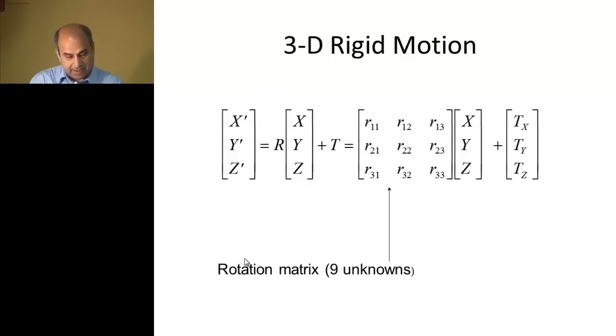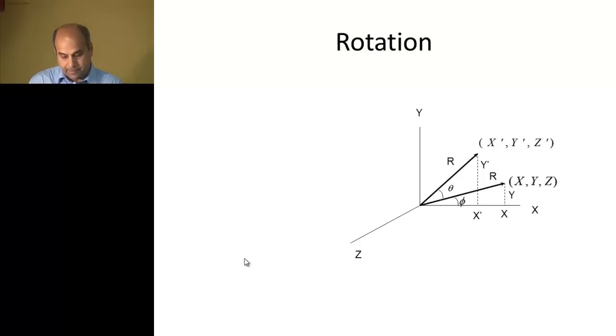So this is called the rotation matrix. It's a 3 by 3 matrix. There are 9 unknowns, 9 elements, and the translation also has 3 unknowns: translation x, translation y, translation z. Okay. So now let's talk about how we can compute the rotation matrix.